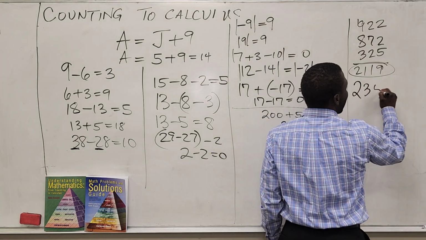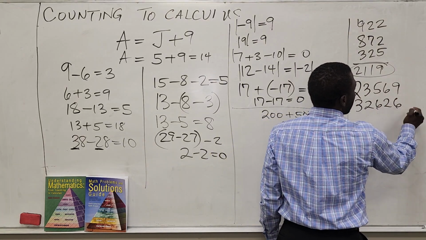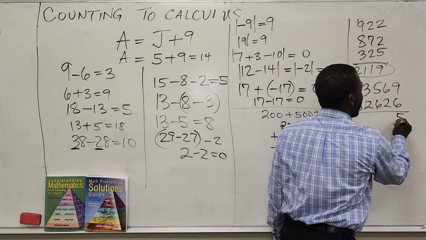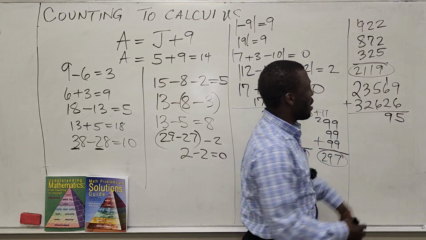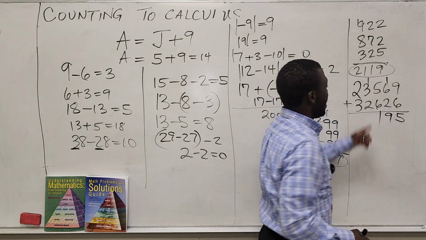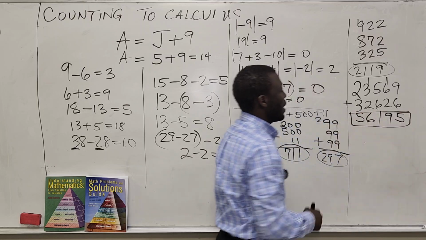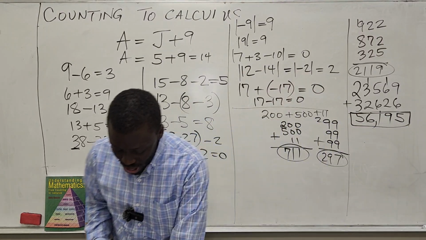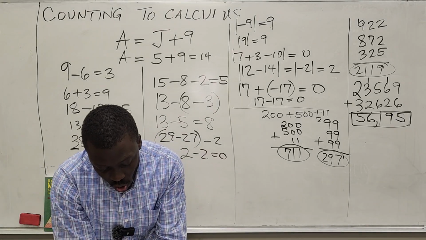No matter what the numbers are, so like if someone gives you that plus that, all you do is you start from this point, 9 plus 6, 15, carry 1, 6 plus 2, and add that 1, 5 plus 6, and then 3 plus 2, and then 2 plus 3. Okay, so this is 56,195.